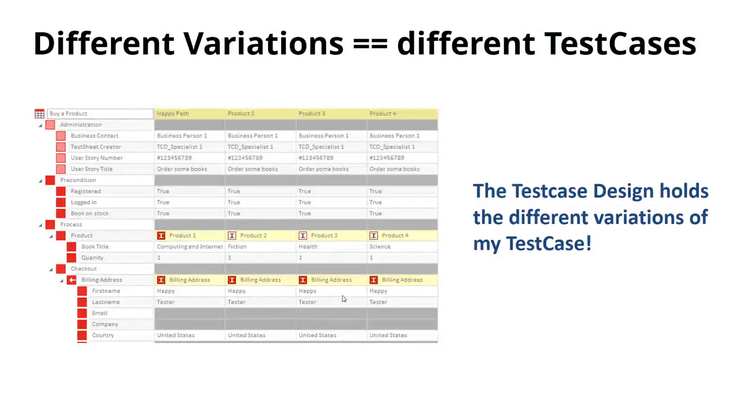Therefore, we have the test case design to create different variations of a test case very quickly, with different input values and also different verification values. But each of those test cases has a defined path. They are different variations and therefore different test cases. As you can see here, the happy path has a specific set of data, and our product 2 has just different input data and will behave a little bit differently, but it's a different test case. If you execute product 2, it will always behave as product 2, and there will be no different ways to go through the application.